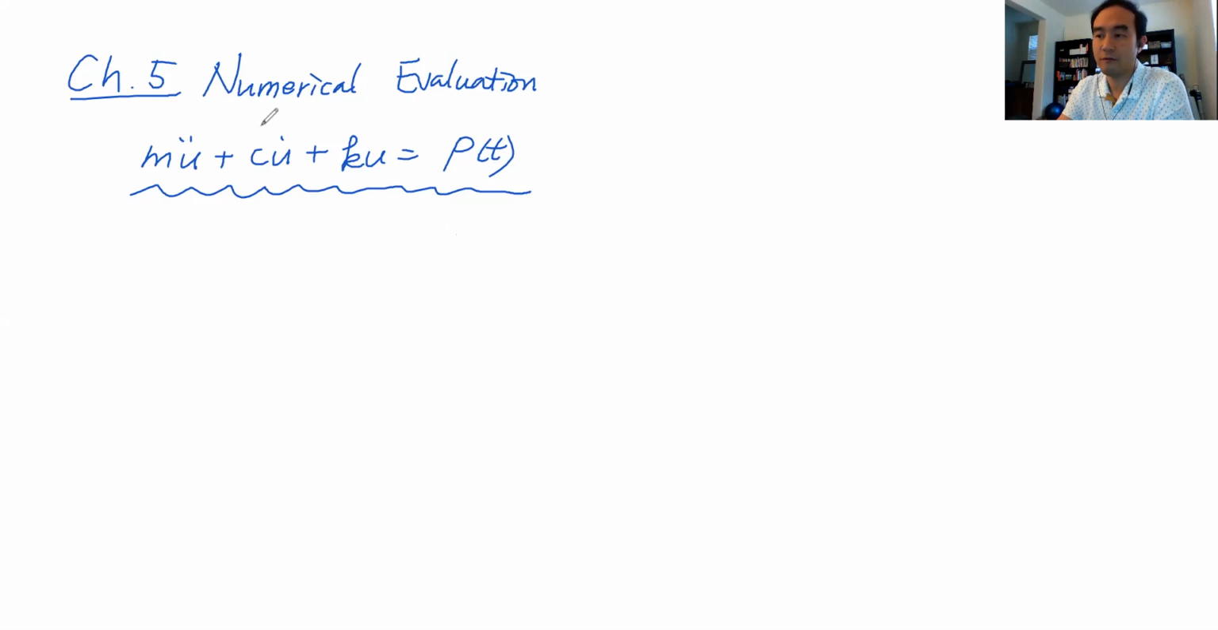There were 3 different time stepping methods. By the way, one of the powerful things about numerical evaluation is that we can apply it to random excitation, but also to nonlinear problems. And we have to think about these 3 things when we set up this numerical evaluation. The first one is convergence and accuracy, and then stability.